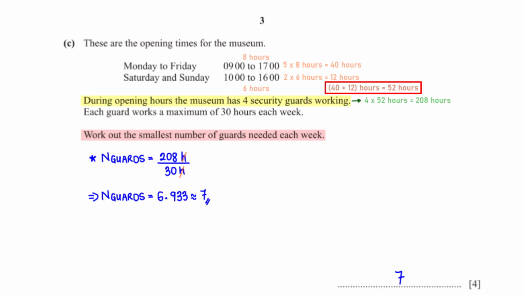If 4 security guards are required at all times during open hours, then we multiply 52 hours by 4, which gives us 208 hours. So to get the number of guards needed each week, we divide 208 hours by the maximum number of hours a guard can work each week, which is 30 hours. When we type this into the calculator, this is what we get. This means the minimum number of guards needed each week is 7.